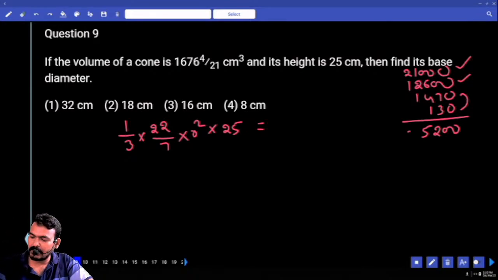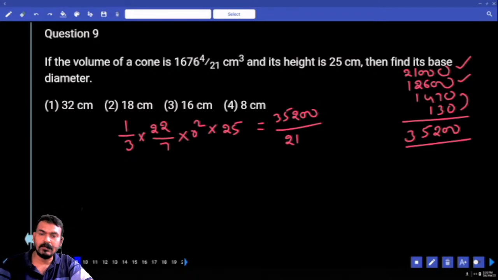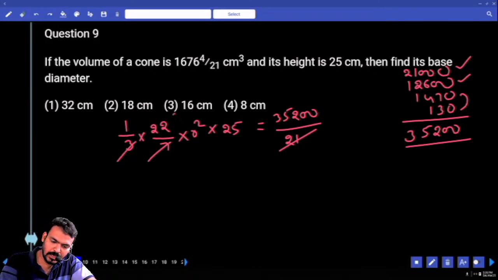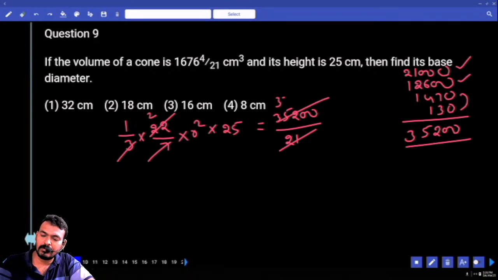Next 2 plus 1, 3. Means 35200 by how much value? 21. Left hand side denominator 21, right hand side denominator 21, cancel. 21, 11 how many times? 2 times. 11 how many times? 352. 3 times again 2 times. Okay. 2 how many times? 1600 times.